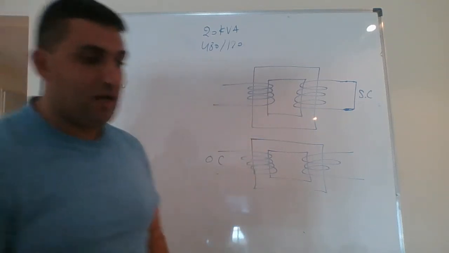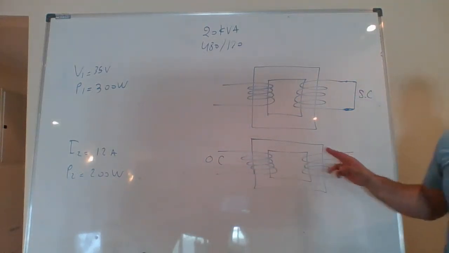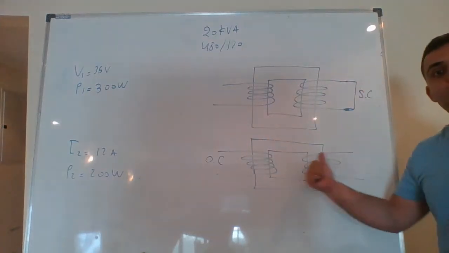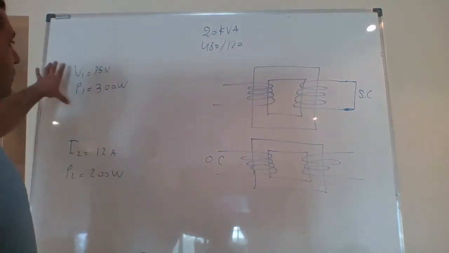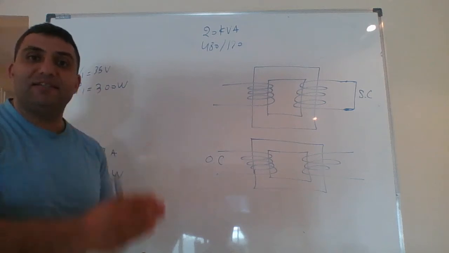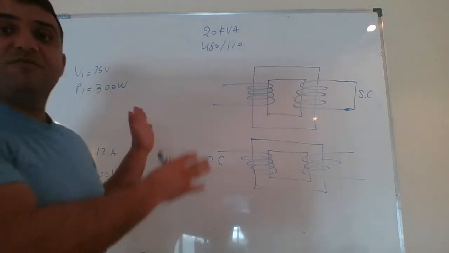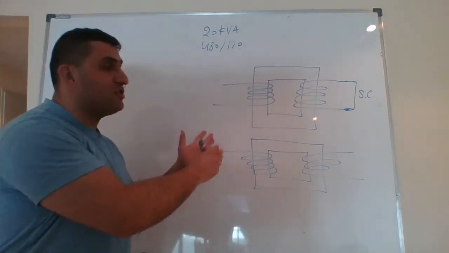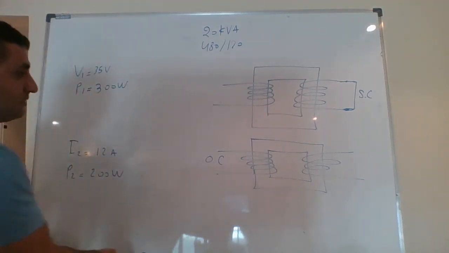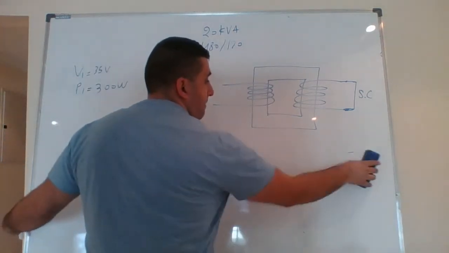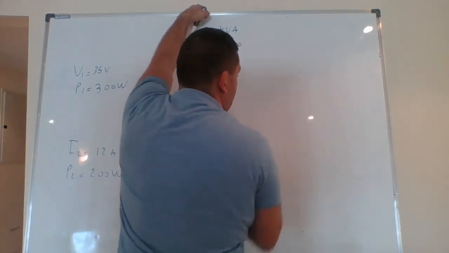I have an open circuit test. I applied a voltage source here with the secondary open, and I measured the current going in and the power going in. The first question, from the short circuit test, is to find the series impedance, Z of the transformer. This is very easy if I use the circuit that we determined before. Let's sketch the circuit of a practical transformer.